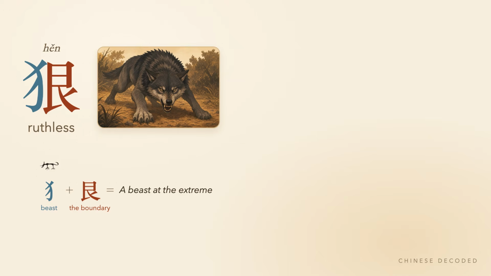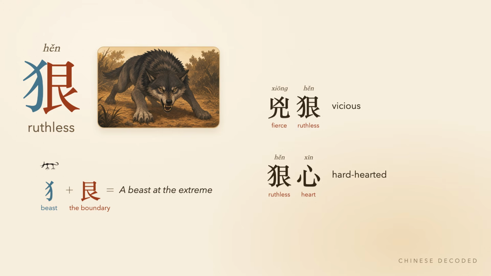狠, ruthless. Beast plus the boundary. A beast at the extreme, beastliness in its most extreme form, is ruthless. 凶狠, fierce plus ruthless, vicious. 狠心, ruthless plus heart, hard-hearted. What is a boundary? It is the place where something can go no further, where it gets stopped.